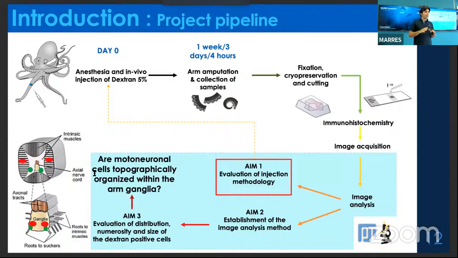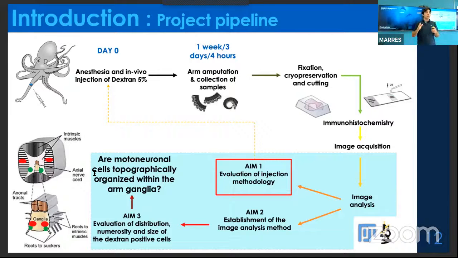I was directly involved in the image analysis, as it was a completely remote thesis, and I had to reach 3 goals. So evaluate the injection methodology, so evaluate which incubation time was the most appropriate for our experiment, establish the image analysis method, and then evaluate the distribution, the numerosity, and the size of the dextran positive cells. All of this to answer this question: are motor neural cells topographically organized within the arm ganglia?